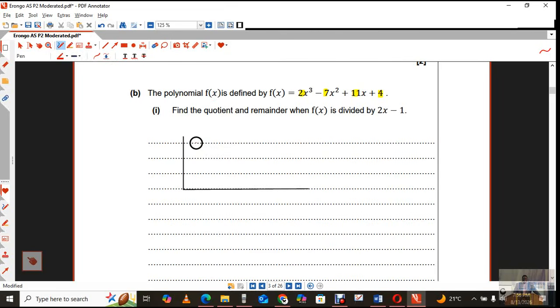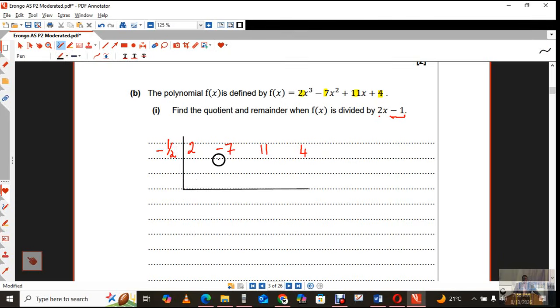I'm going to write the coefficients and make sure that the coefficients are in descending order. So if there's a term missing, perhaps we're going to put 0 in that place. So 2 is going to be the coefficient of x cubed, the other one is -7, the coefficient of x squared, you have a positive 11, you have a 4 there, okay? And then what we do is we're going to look at obviously this. So I'm going to say this -1, I'm going to divide it by that 2. So that's going to be -1/2. Okay, right. If this method is not familiar to you, please use any others.